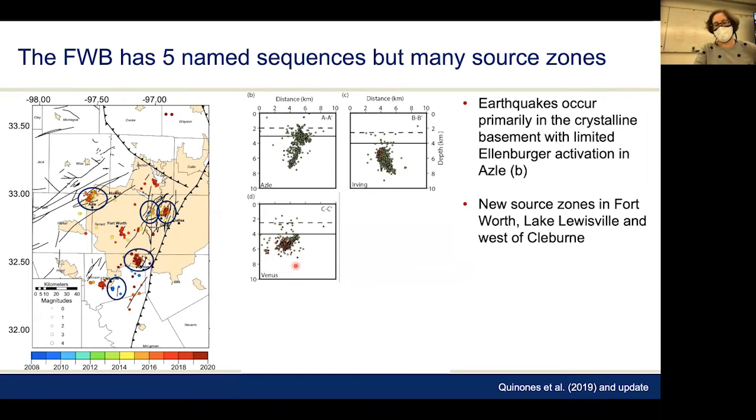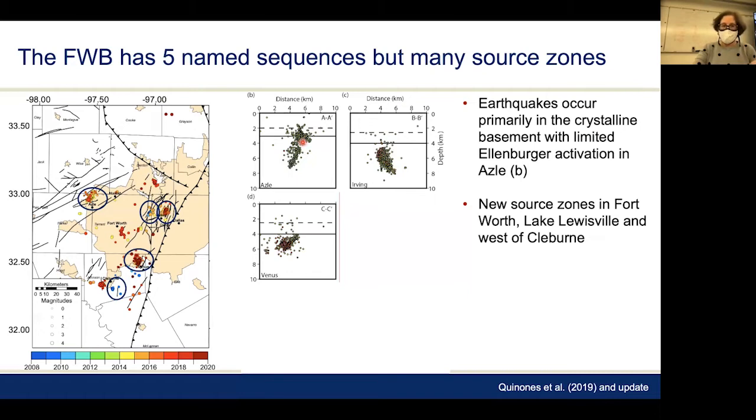Now you'll notice that the dots don't have uncertainty bars associated with them, but most of the earthquakes are in the basement, except in the case of ASL, where it does look like there were some earthquakes up in the injection unit. So this is the first thing we know, right? The earthquakes are primarily in the crystalline basement. We see relatively limited, if any, activation of the faults within the Ellenberger.